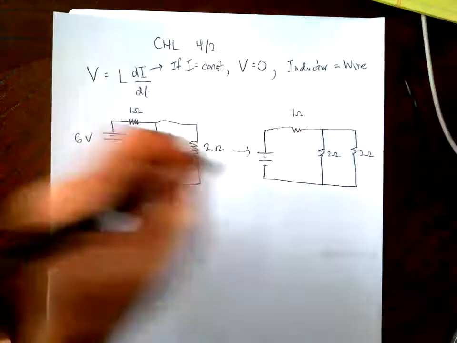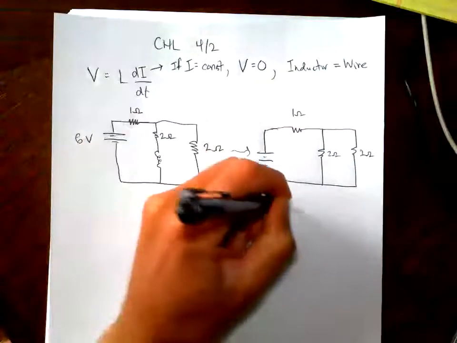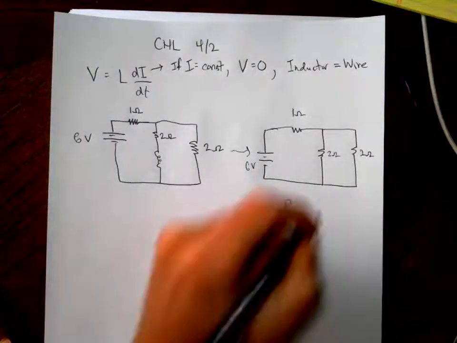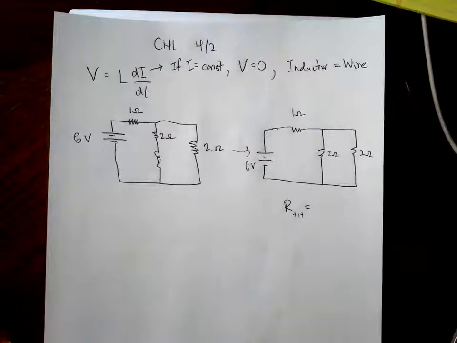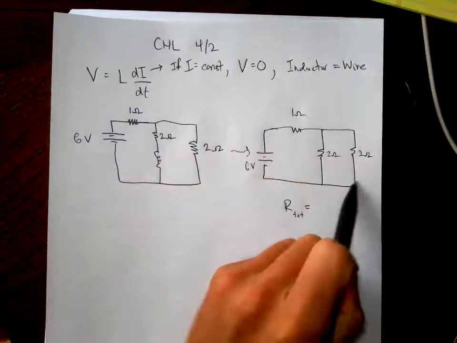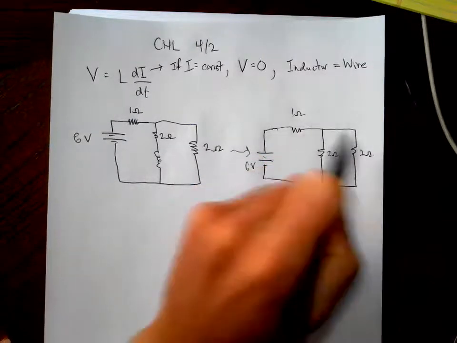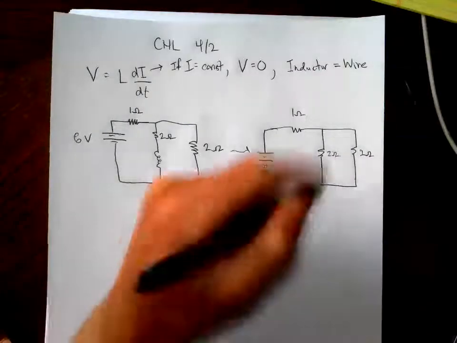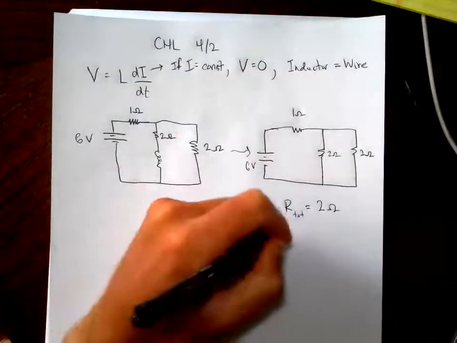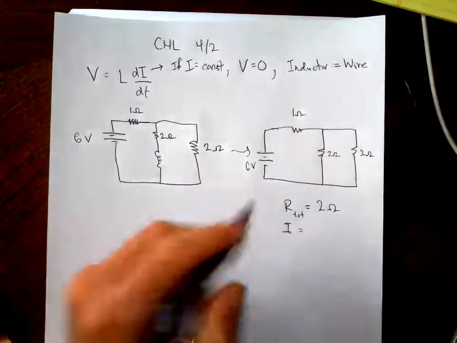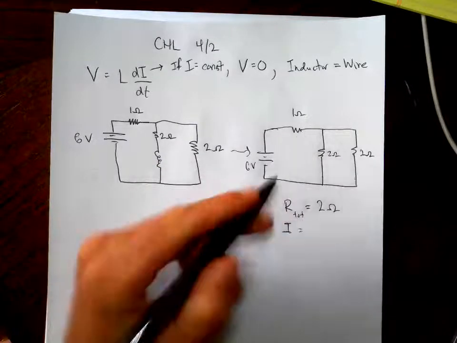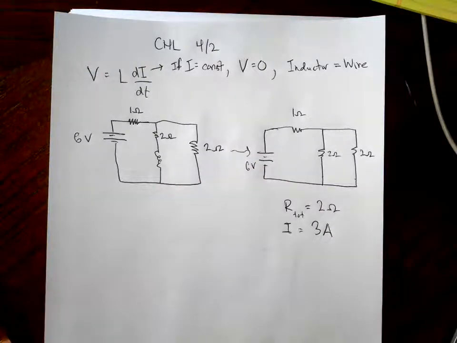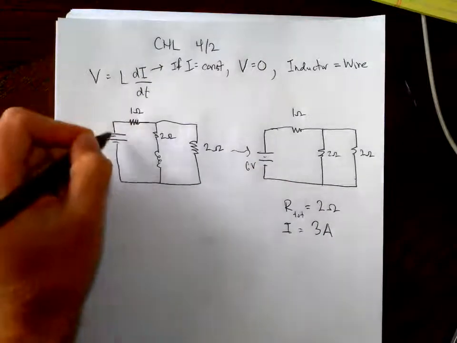Now, if you were to find the total resistance of the circuit, you see these two are in parallel, so they would make 1 ohm, and then those are in series with this one. So 1 ohm in series with 1 ohm equals 2 ohms, which means that the current is going to be 6 volts divided by 2 ohms. That's 3 amps of current. Okay? So 3 amps of current is going to be coming out of the battery.